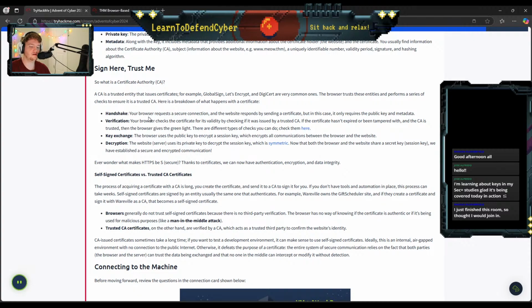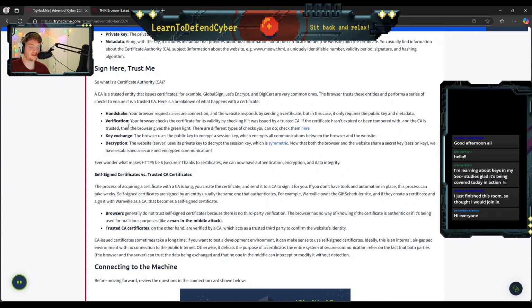You've got the handshake, where this is kind of breaking down what happens in the browser when you establish a connection when you're visiting a website, right? Your browser requests a secure connection. Instead of using HTTP, it's trying to use HTTPS. The website responds by sending it a certificate that has the public key and the metadata. Okay? Your browser checks the certificate to make sure that, hey, this is a trusted CA, this is in fact DigiCert, this is in fact Let's Encrypt, etc., and make sure it's not expired or that it hasn't been changed.